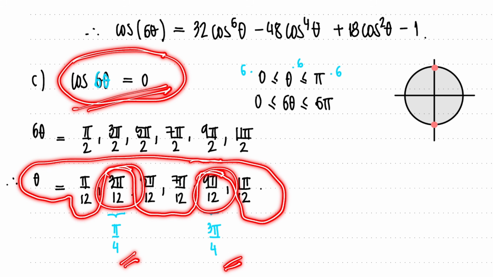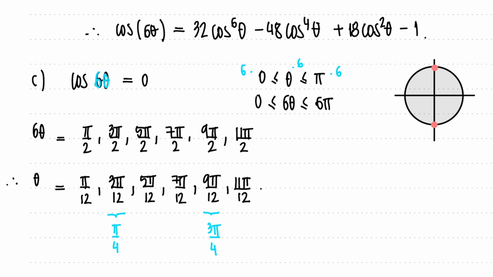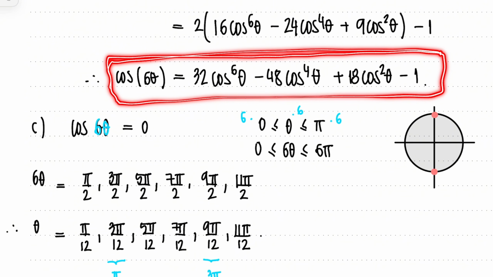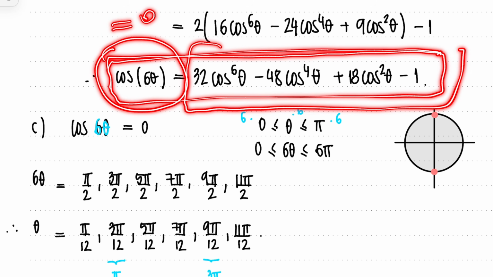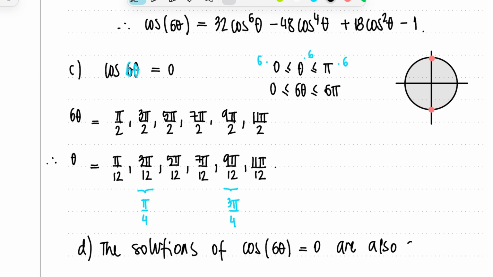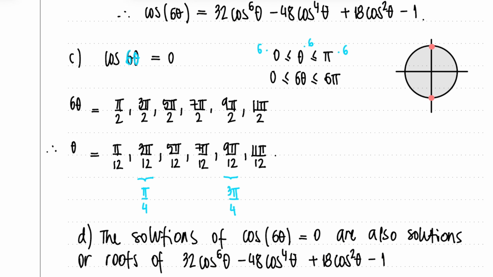and 3 pi over 4. In addition to that, notice as well that you already proved that cosine of 6 theta equals 32 cosine to the 6th, and so on and so forth. Therefore, solving this equals 0 is the same thing as solving this equals 0. Therefore, and starting with that, the solutions of cosine of 6 theta equals 0, they are also solutions or roots of this equal to 0 as well.